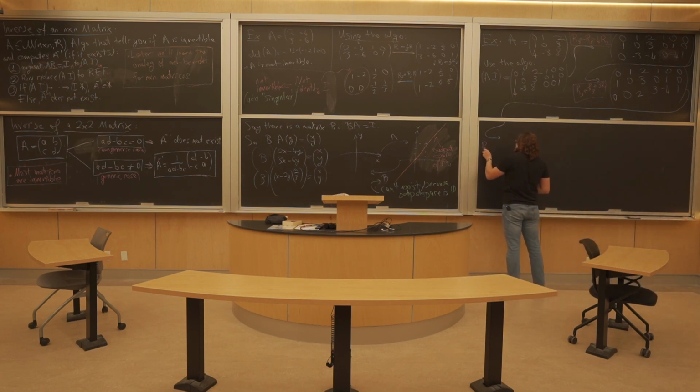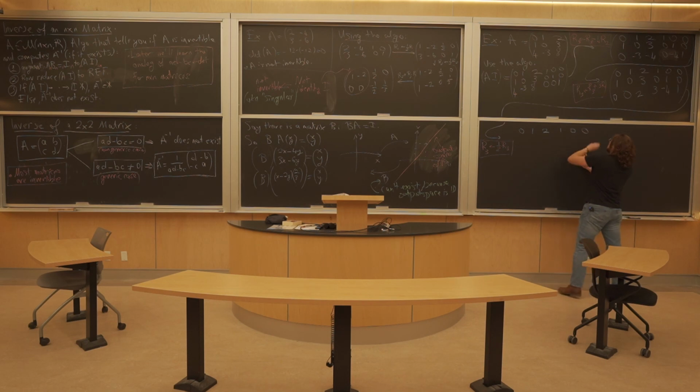This might be boring at this stage, but I think it's good review. Okay. So if I do this, I get this: 0, 1, 2, 1, 0, 0, 1, 0, 3, 0, 1, 0. Then here I have 0, 0, 1, 3 over 2, minus 2, 1 over 2.